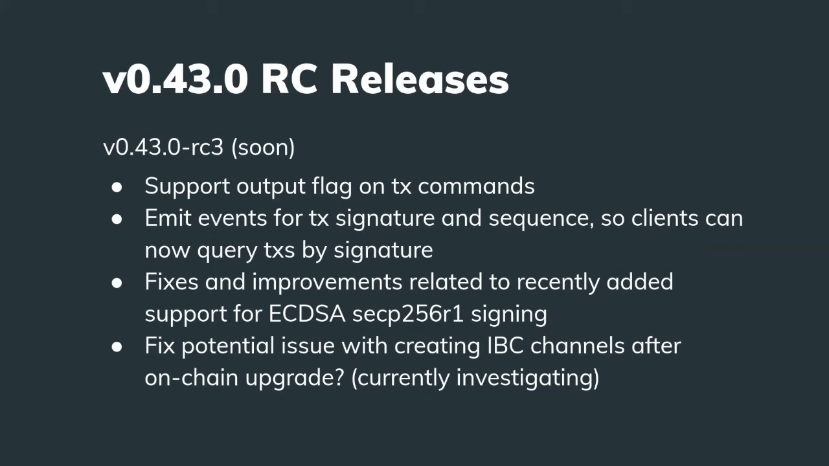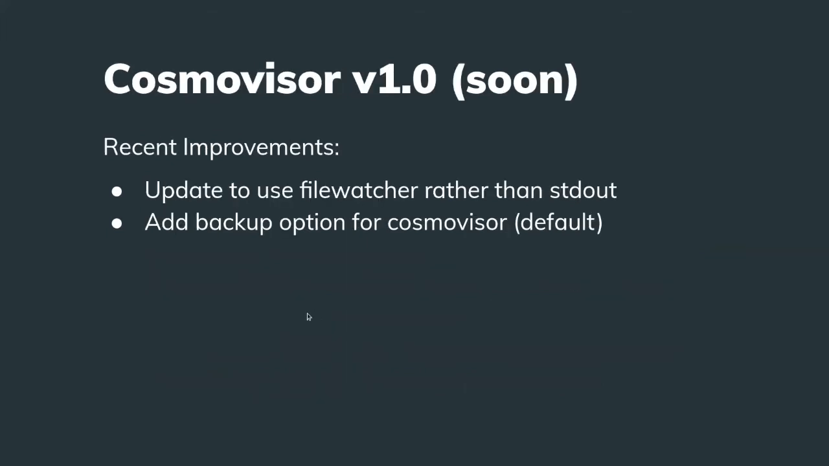Oh yeah, and also there was a new issue that came in today around the possibility of having an issue creating IBC channels after running an on-chain upgrade. So we're currently investigating that and hopefully get that resolved, if it is an issue, and include it in this next RC. If it's not an issue, we'll have that RC out sooner than later. And then we can move on to the official release of 4.3 hopefully. And yeah, thank you all for your patience, but one more RC release is on its way.